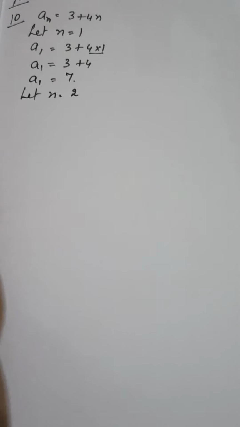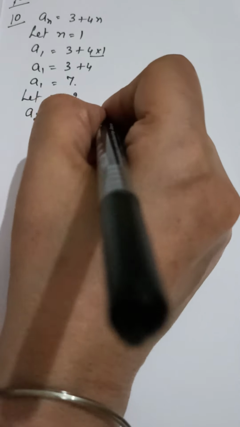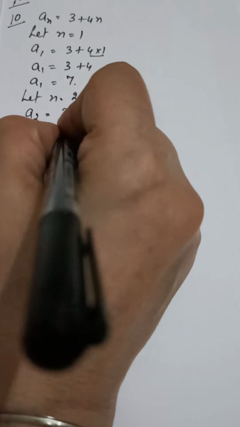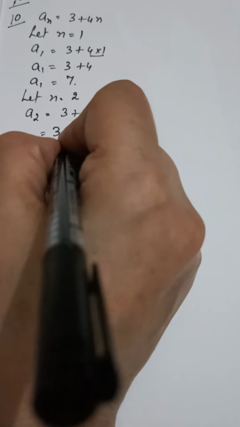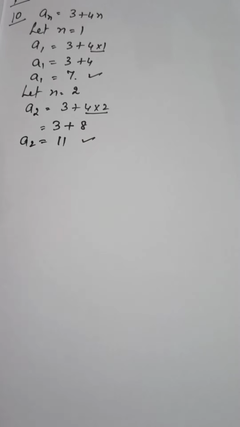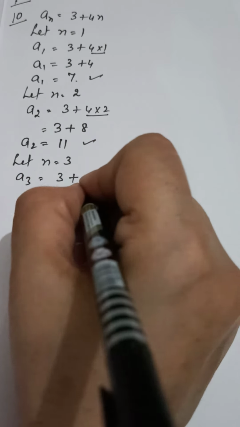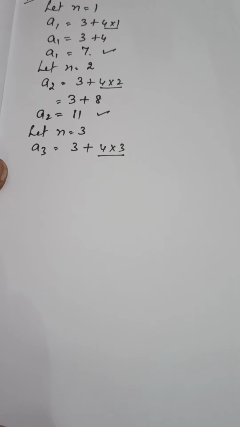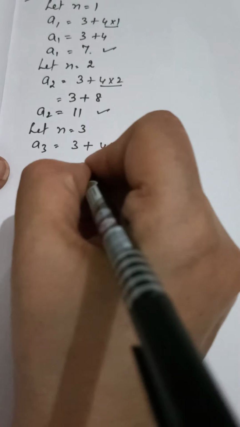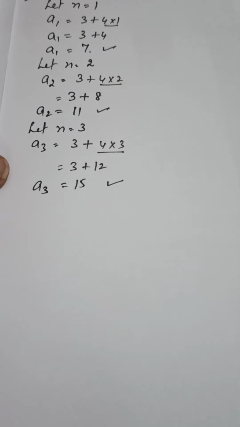Now put n equal to 2. Then A2 is equal to 3 plus 4 multiplied by 2. When we multiply this, we get 8 and A2 becomes 11. Now let n equal 3. Then A3 is equal to 3 plus 4 multiplied by 3. When we multiply this, we get 3 plus 12, that is equal to 15. A3 is equal to 15.